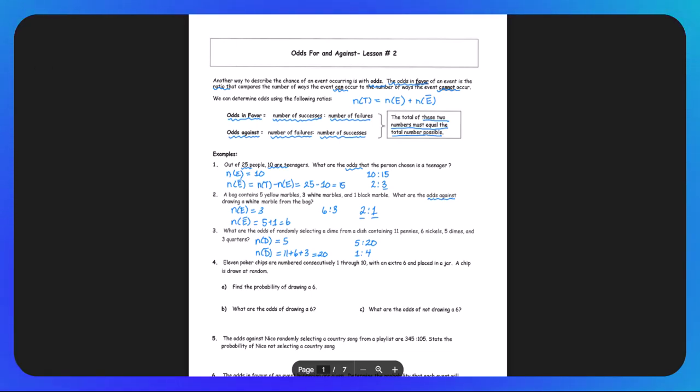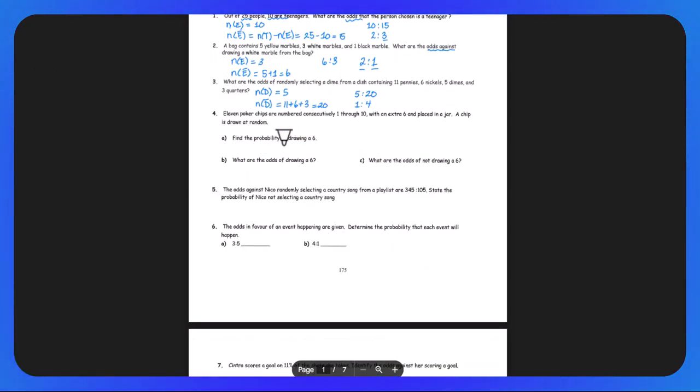Keep going. For number 4, 11 poker chips are numbered consecutively 1 through 10 with an extra 6 and placed in a jar. A chip is drawn at random. Find the probability of drawing a 6. First of all, there are 11 chips, 1 through 10, with an extra 6. And we know in this jar there are 2 sixes out of the 11 chips in total.